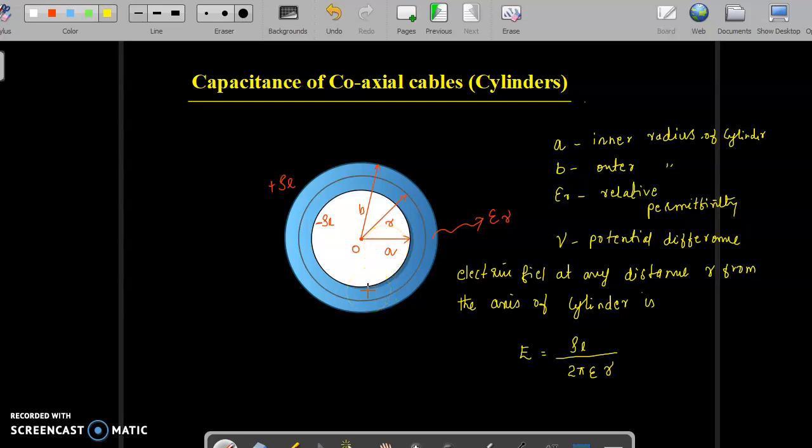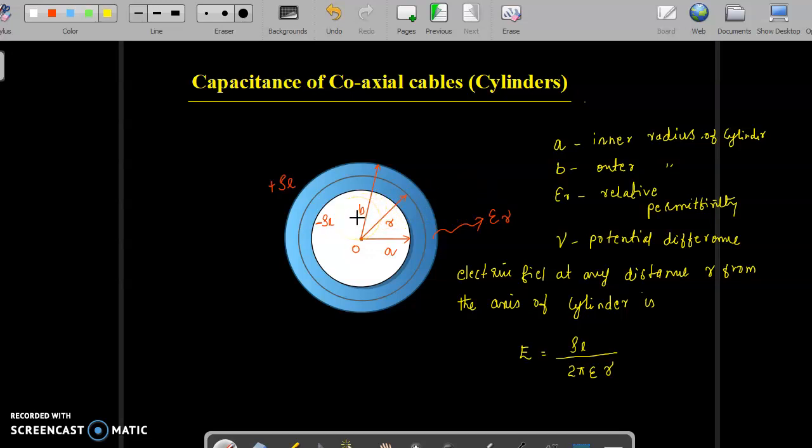Consider a coaxial cable of inner radius A and outer radius B as shown in the figure. The relative permittivity of the dielectric in the field between the two coaxial cylinders is epsilon r.